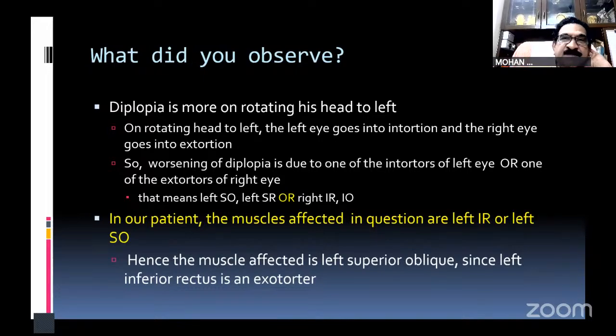Okay, so you must understand this problem now. Is it clear to you how this head rotation can be useful to select out which are the muscles? So we're utilizing the intorsion action of the muscles and the extorsion action of the muscles. Intorsion acts on the side to which the head is rotating, and extorsion acts on the side opposite to the rotation.